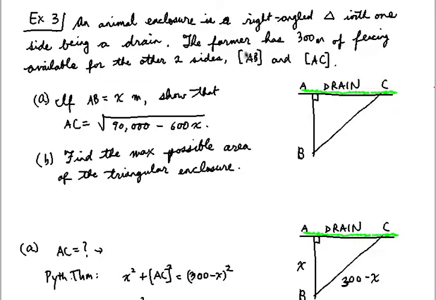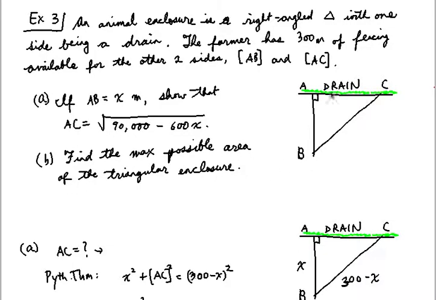Notice this notation for the segment is slightly different from what you may have seen in geometry, because this is not the American system, but that's fine. So I have a drain on one side, I have AB on one side, I have BC. These two sides are going to be enclosed with 300 meters of fencing. So the question is, if AB is x meters, show that AC is this expression here. And then part B says, find the maximum possible area of the triangular enclosure.